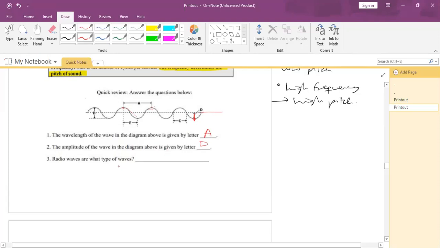And then radio waves are what type of waves? Electromagnetic or mechanical? Radio waves. Electromagnetic. Yes, electromagnetic wave. Good. All right. So when you're studying, please try and remember the parts of the wave, right?